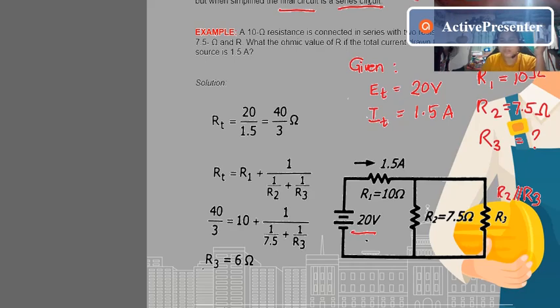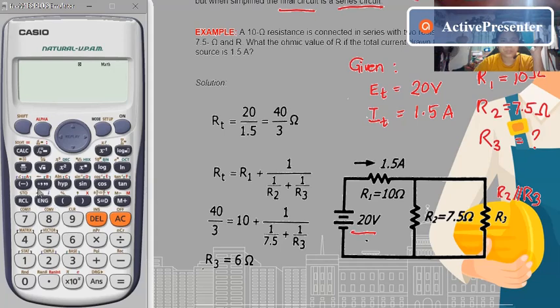So pwede na to ma-solve daan ang atuang total resistance since given ang total voltage and the total current. So solving for total resistance, we have 20 volts divided by 1.5. So our total resistance will be 40 over 3 ohms or 13.33 ohms.